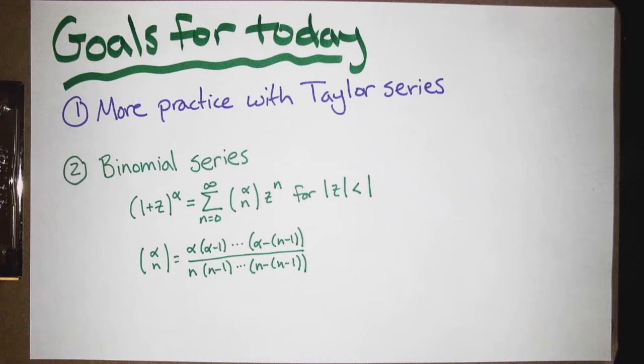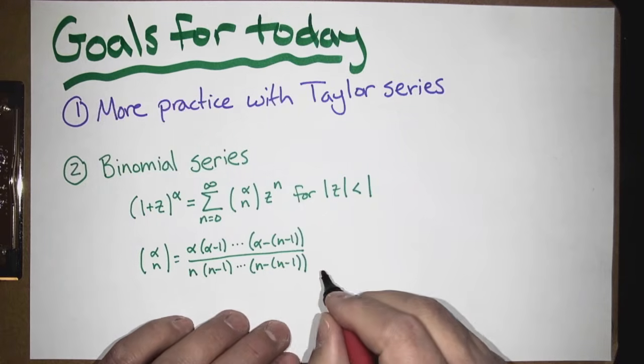Now what is the binomial coefficient? Well, that's alpha choose n. It looks like alpha times (alpha minus 1), down to (alpha minus (n minus 1)), and downstairs n times (n minus 1), down to (n minus (n minus 1)).